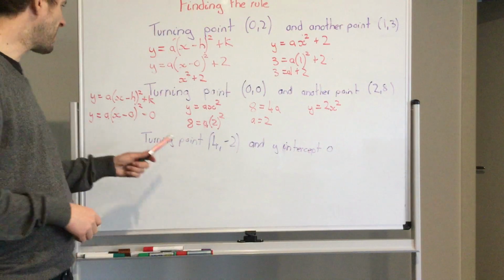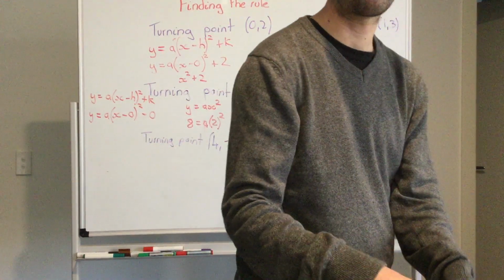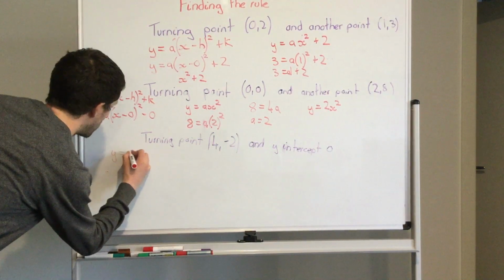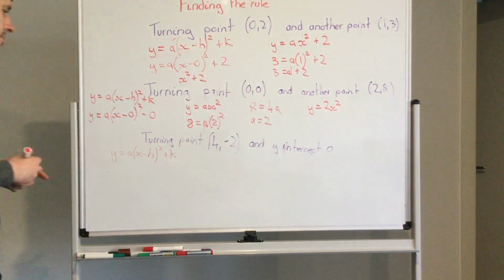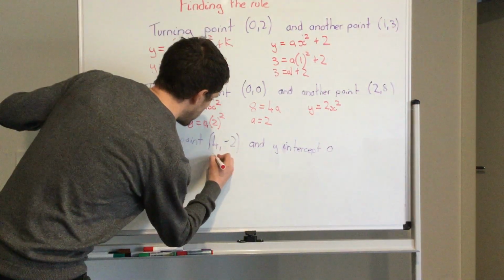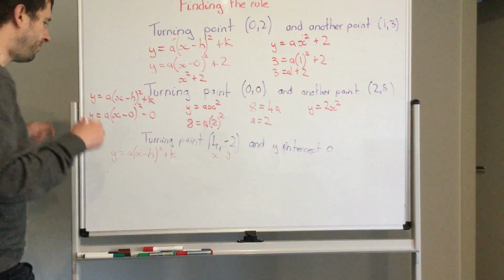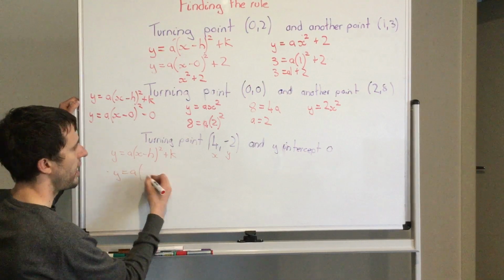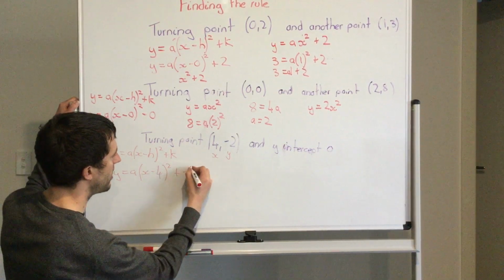The lucky last one, again, I'm using the turning point form. So it's easy sometimes just to write our turning point form. Our turning point form is y equals a(x take h) squared plus k. Next thing I need to do is fill in using these points. So let's have a go. y equals a(x take 4) squared plus negative 2.